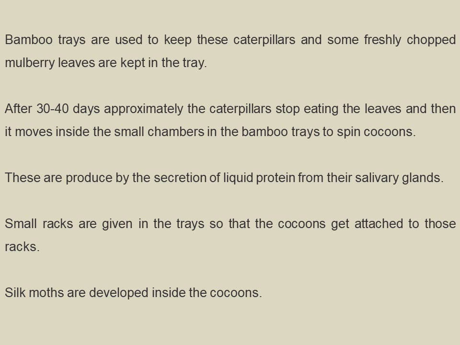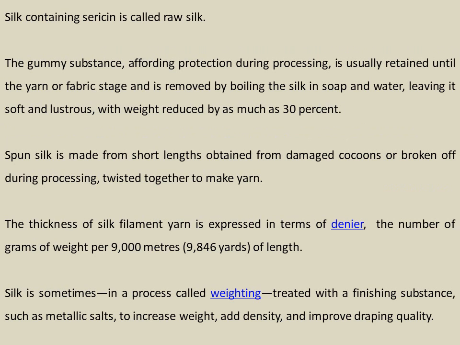Silk moths are developed inside the cocoon. Silk containing sericin is called raw silk. The gummy substance affording protection during processing is usually retained until the yarn or fabric stage and is removed by boiling the silk in soap and water, leaving it soft and lustrous with weight reduced by as much as 30%.